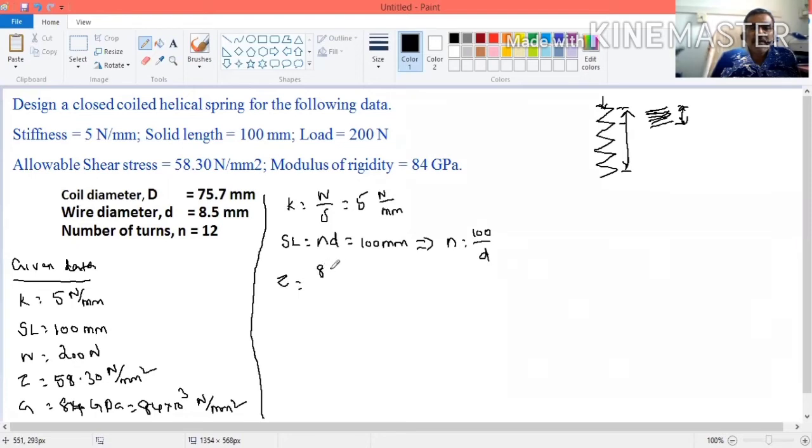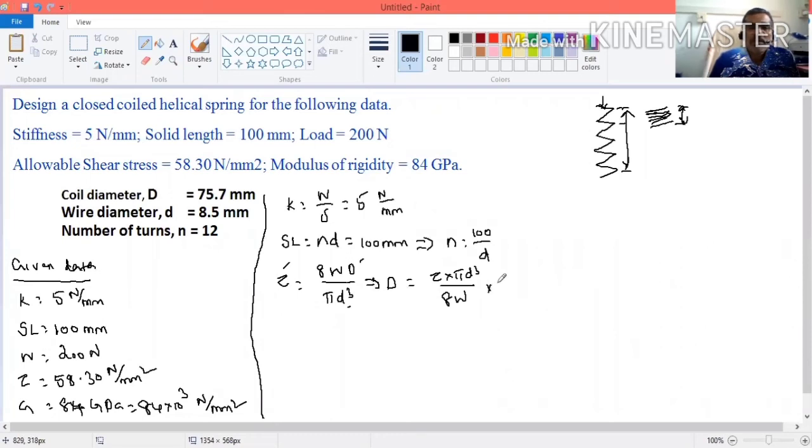Tau is equal to 8 W D divided by pi d cube. So this is the equation. From this equation, what all the data are given? Shear stress is given, and we need to calculate small d and capital D, both. W is given. Now I am going to find capital D from this equation. Capital D is equal to tau into pi d cube divided by 8 into W.